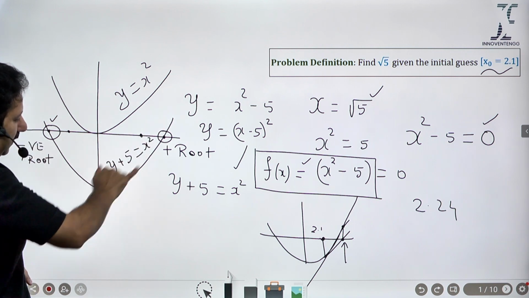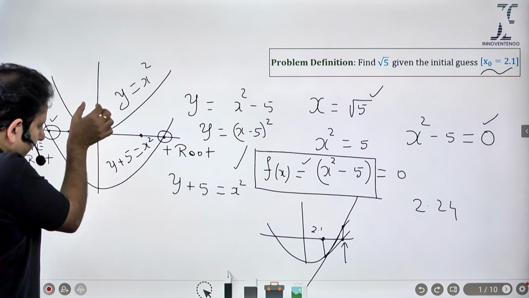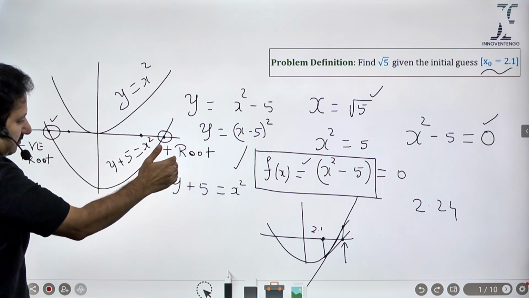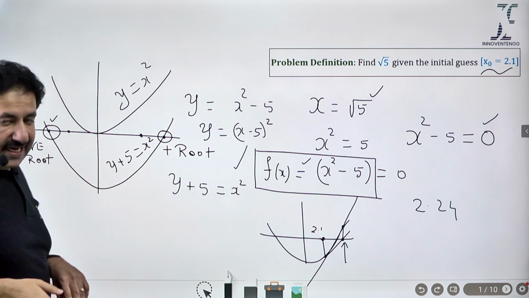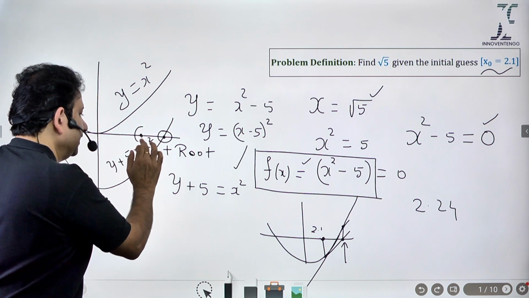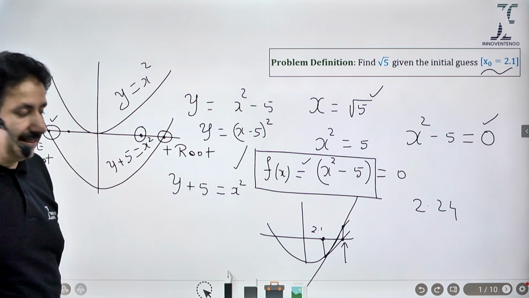So now, coming back to the procedure, we very clearly told you that wherever it intercepts the x-axis, this parabola, because you added plus 5, it shifted down, it intersects the x-axis at 2 points. One gives you the positive root, another gives you the negative root, but we are interested in the positive root, so we are starting our journey here as our first initial guess.